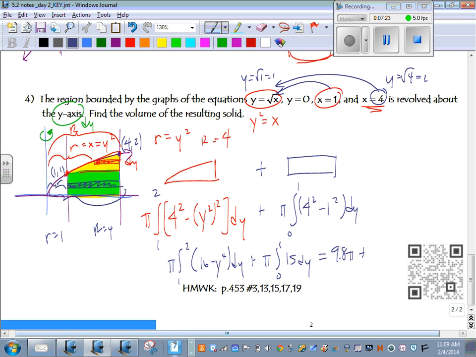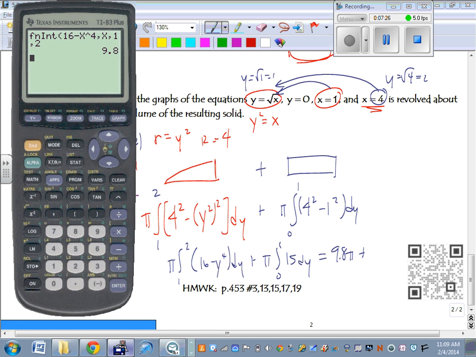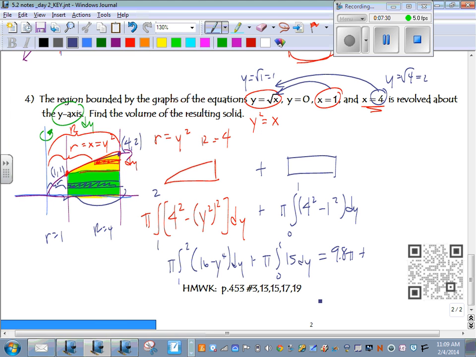Plus, let's evaluate that other definite integral. Actually, we don't really need a calculator for this one. The antiderivative of 15 dy would be 15y, and we're evaluating from 0 to 1. And we have pi out in front. So if we put the 1 in, we get 15, put 0 in, we get 0, so we end up with 15 pi. So our final answer here is 24.8 pi.